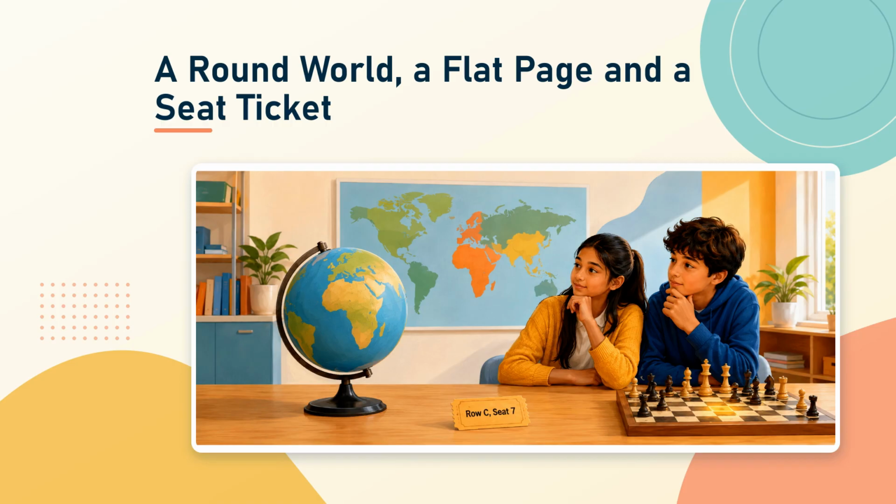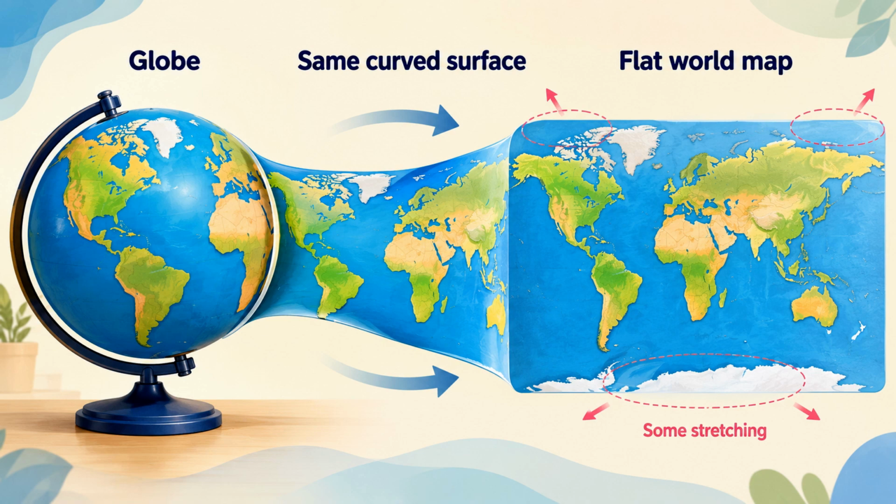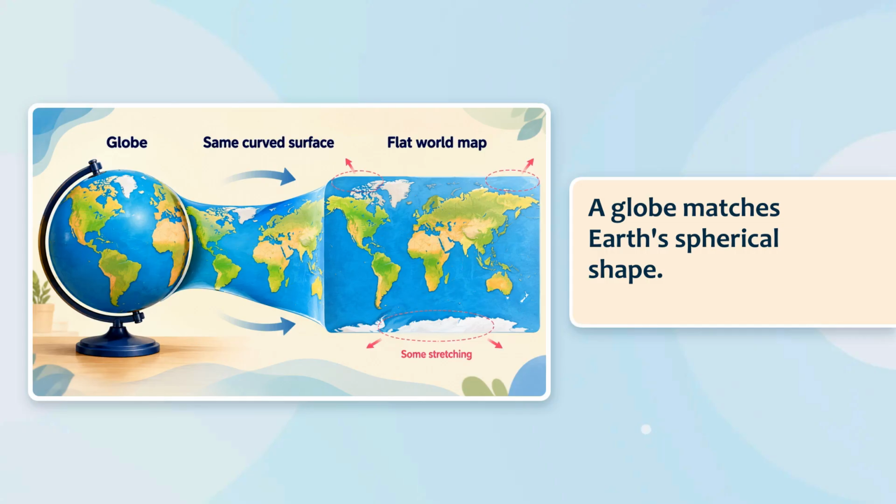A globe is a spherical model of the Earth, so it keeps the Earth's basic shape and relative sizes more accurately. Flattening the curved Earth into a world map always stretches or changes some areas. The opening surface reveals the key comparison. A globe matches Earth's spherical shape. That shared shape reduces the distortion caused by flattening the whole world.